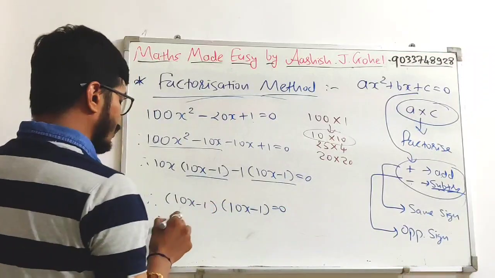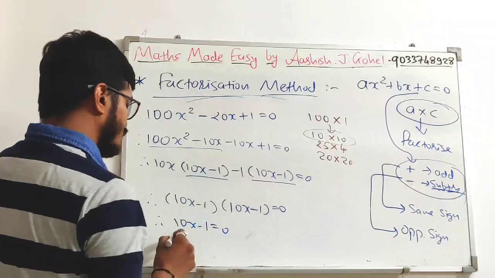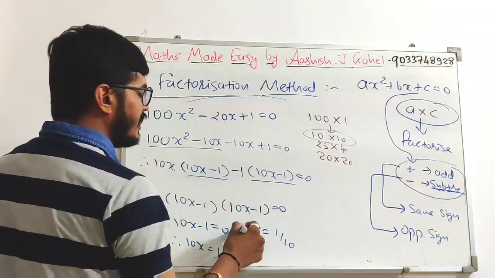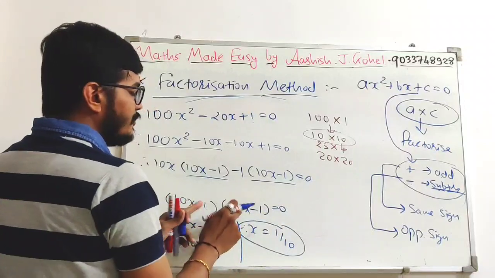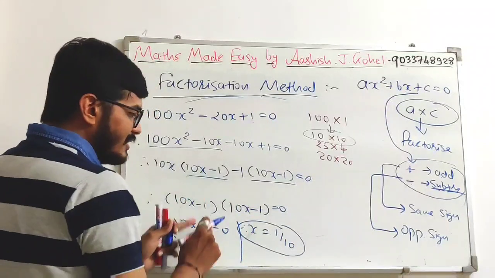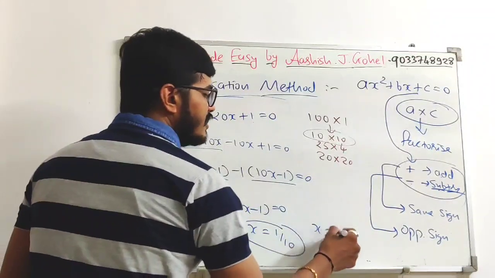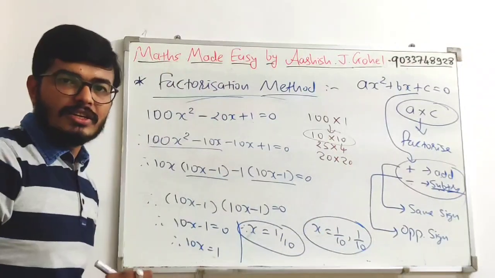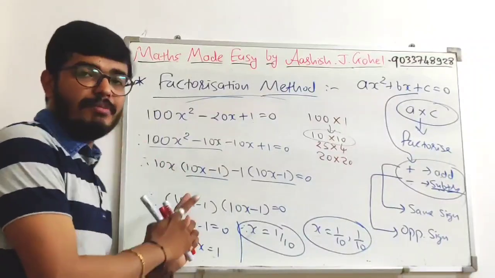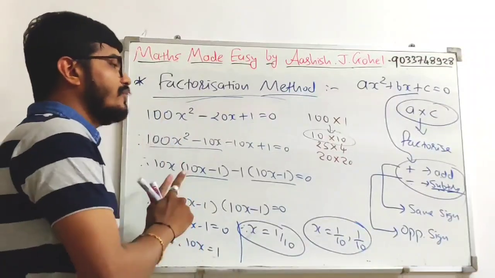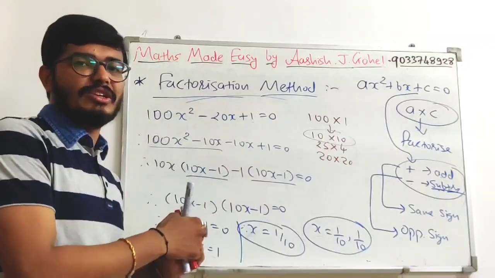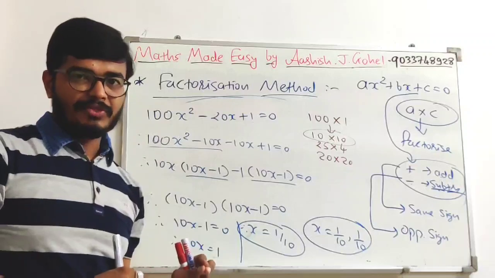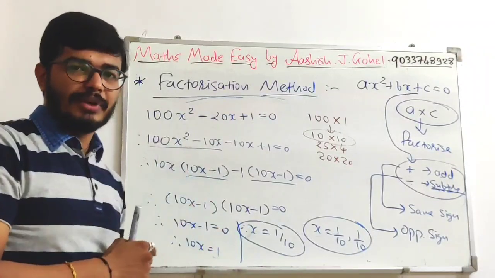Now we will equate this to 0. So 10x minus 1 is equal to 0, 10x is equal to 1, and we will get our answer as 1 upon 10. As both the factors are similar, if I compare the other also with 0, then I will get the same answer. So here the answer will be 1 by 10 twice. This method is very important. If you practice more and more questions of this type, then you will be able to solve them in a fraction of seconds. Let us take one more example.